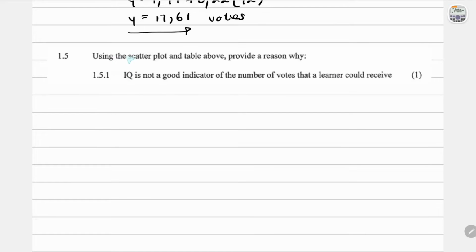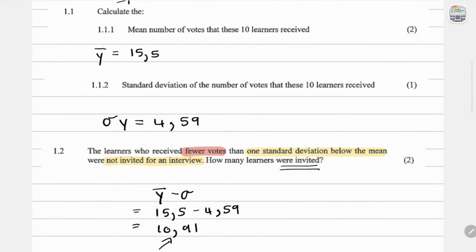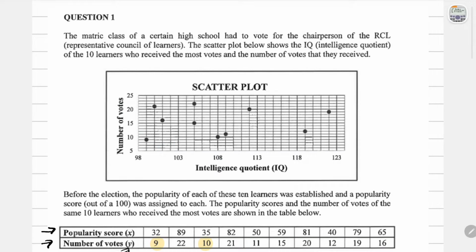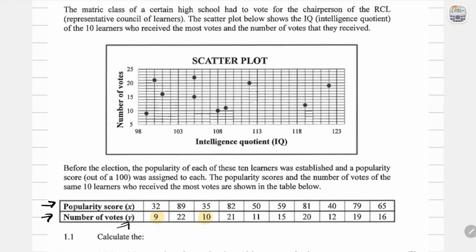Okay, 1.5 says, using the scatter plot and table above, provide a reason why IQ is not a good indicator of the number of votes that a learner could receive. I see that they say using the scatter plot and the table above, and we have 1.5.1. This one is specifically related to the scatter plot because it's speaking about IQ and the number of votes. That's really what was in the scatter plot. It didn't include the popularity score. So using this scatter plot, why is IQ not a good indicator of the number of votes?